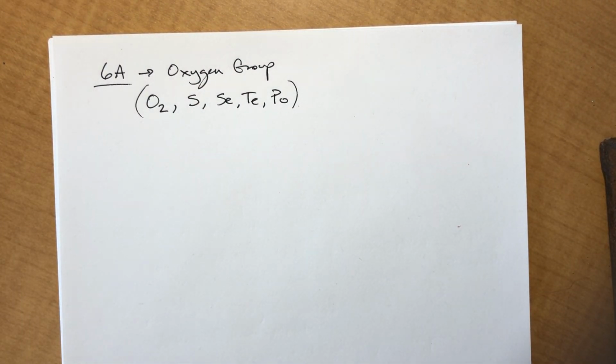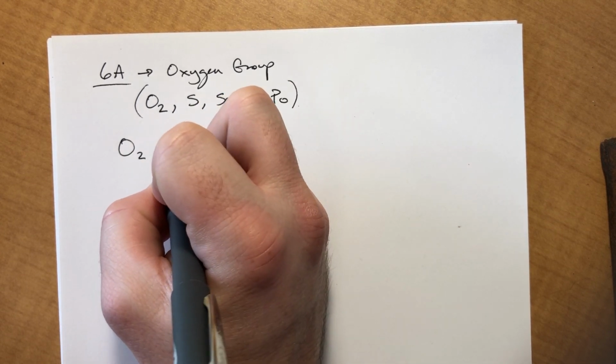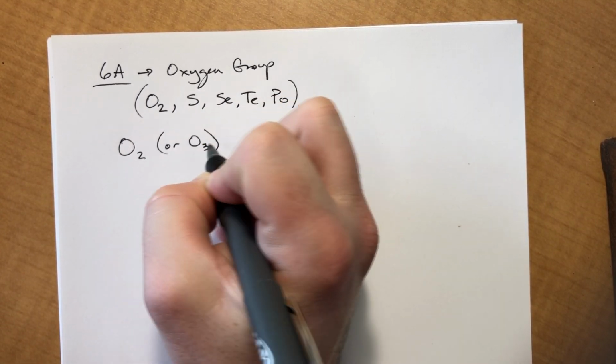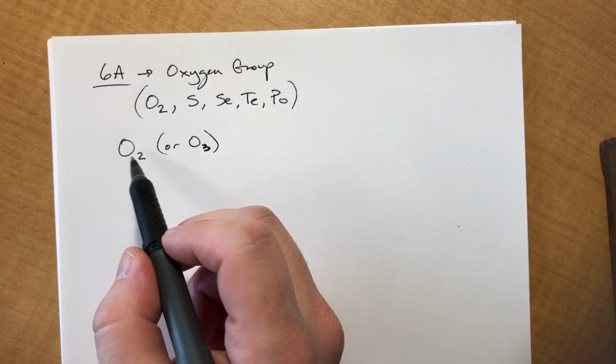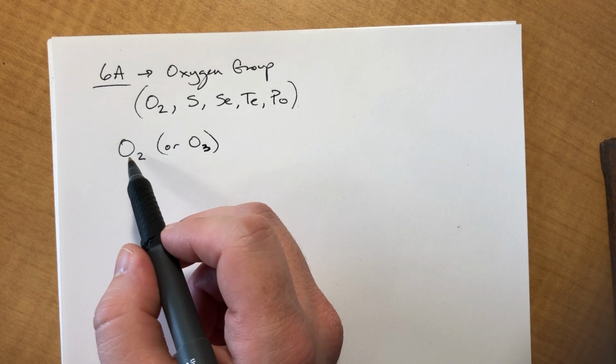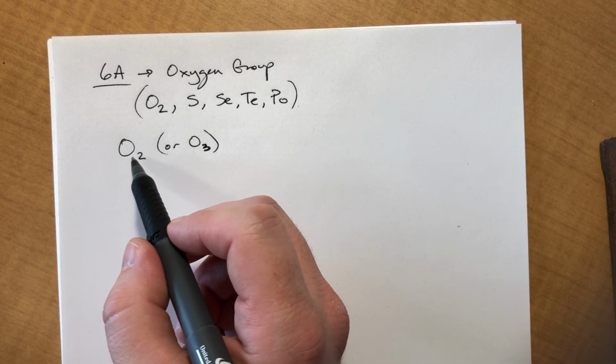Honestly, if you ever look up stuff about the oxygen group, it mostly talks about oxygen. So let's talk about oxygen for a second. Oxygen can exist as O2 or O3. Oxygen is odorless, colorless, tasteless. You're breathing it in right now and you wouldn't even know that it's there. You'll notice when it's gone, but you can't tell that it's there.